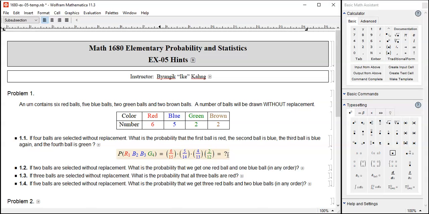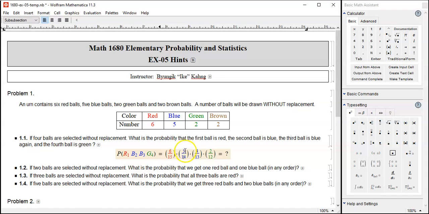So does everything make sense? We use multiplication, multiplication, multiplication. Each time I do multiplication. And please note that the total number of balls is dropping because the next event is based upon the condition that the previous event took place. So the second draw is under the condition the first draw was red. So the total number of balls reduced to 14, and then there are 5 red balls now to choose from.